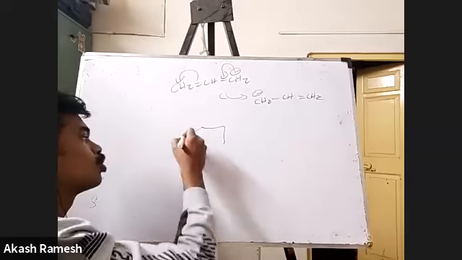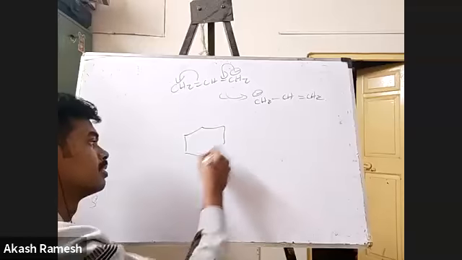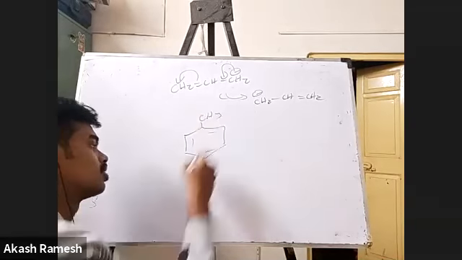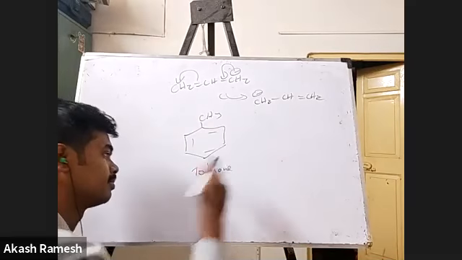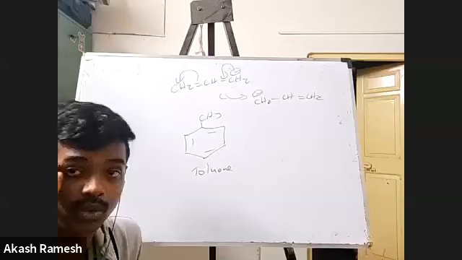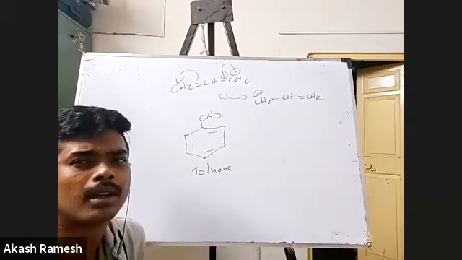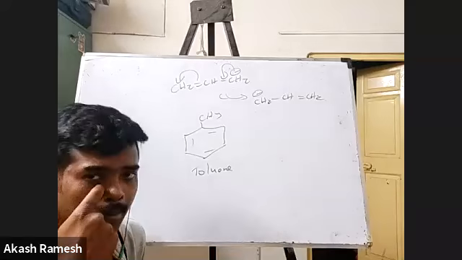So if I have toluene, this is what is called toluene, right? A benzene ring with CH3 is what is called toluene. Now, here also resonance structures are possible.